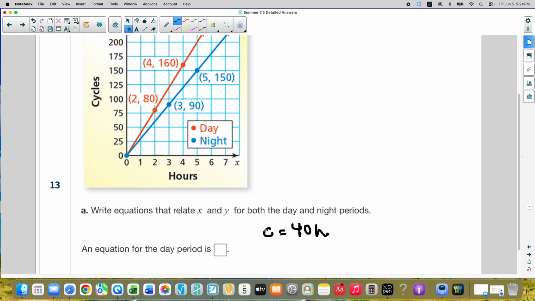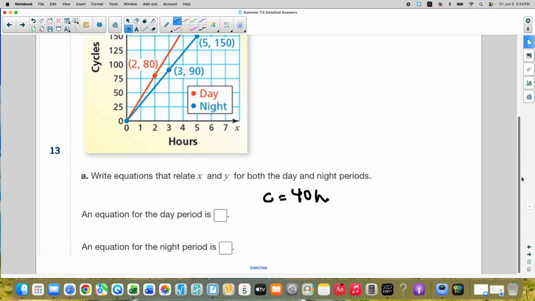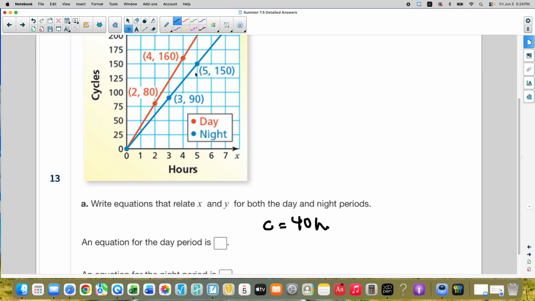The equation for the day period is C equals 40H, C representing the number of cycles, and H representing the number of hours. If we plug in 2, do we get 80? 2 times 40 is 80. If we plug in 4, do we get 160? Yep, so that worked.